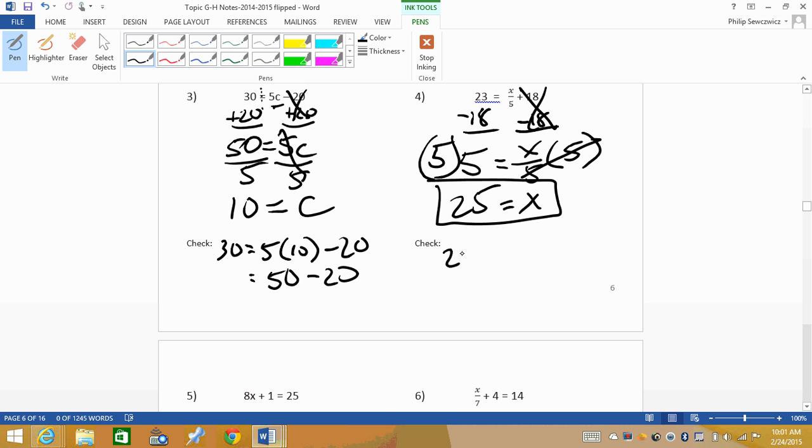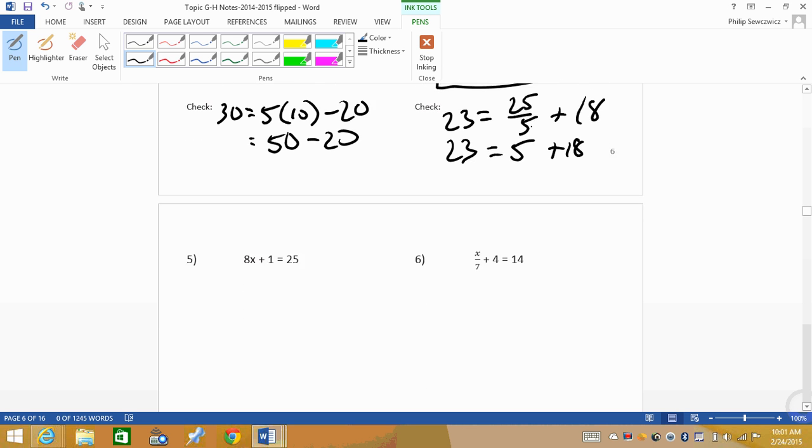Let's do our check step. Does 23 equal 25 divided by 5 and then plus 18? Well, 25 divided by 5 is 5. Is 5 plus 18, does that equal 23? It certainly does, so we are good with it.